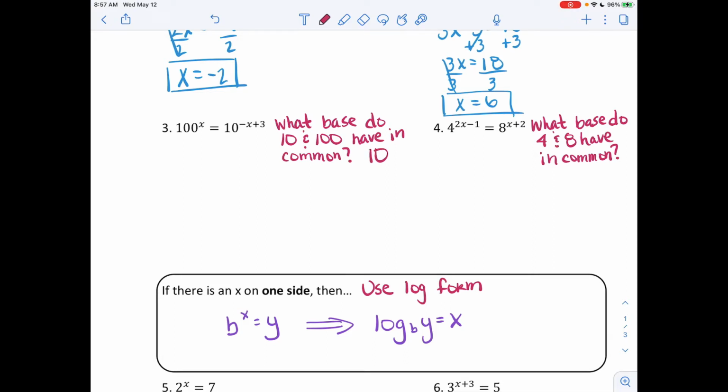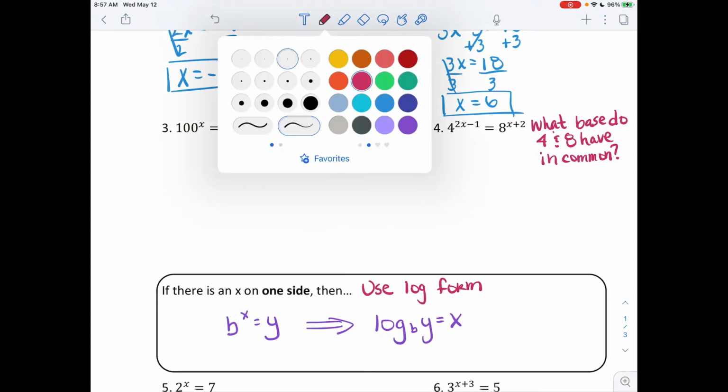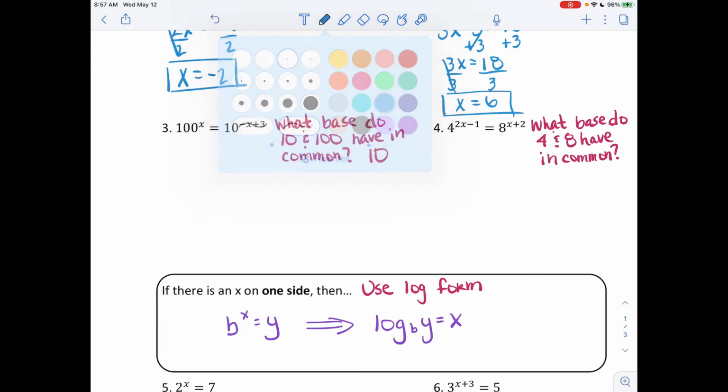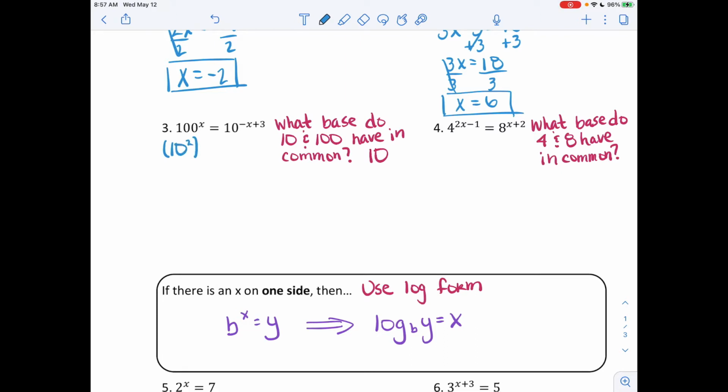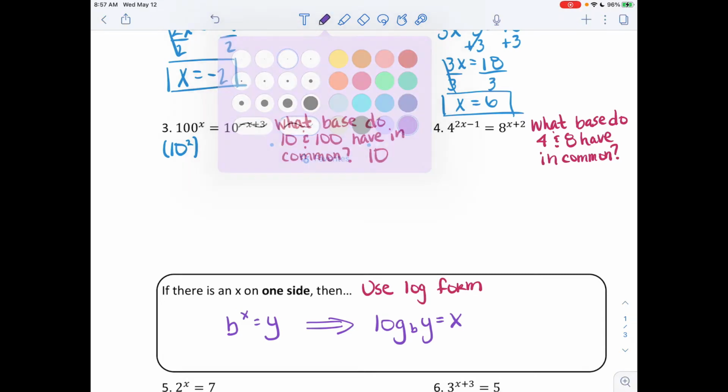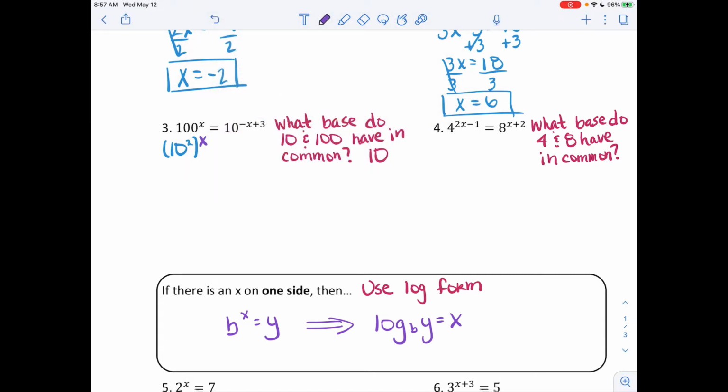How do I know that? Well, 100 can be rewritten as 10 raised to the second power. Those are equivalent. So I'm going to go ahead and do that. I'm going to say that 100 is 10 raised to the second power, and then that power is still raised to the power of that original x. And then let's leave the rest of our function alone. We already had a 10 on the right-hand side. So now I can see that my bases match.